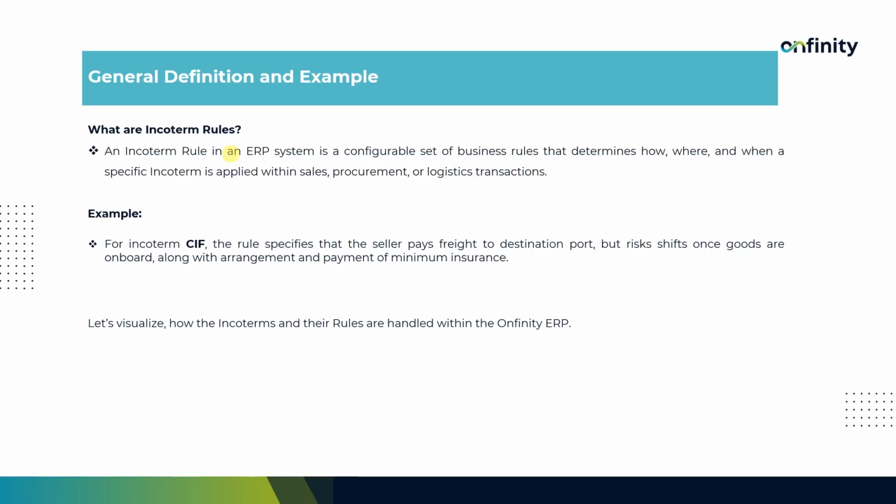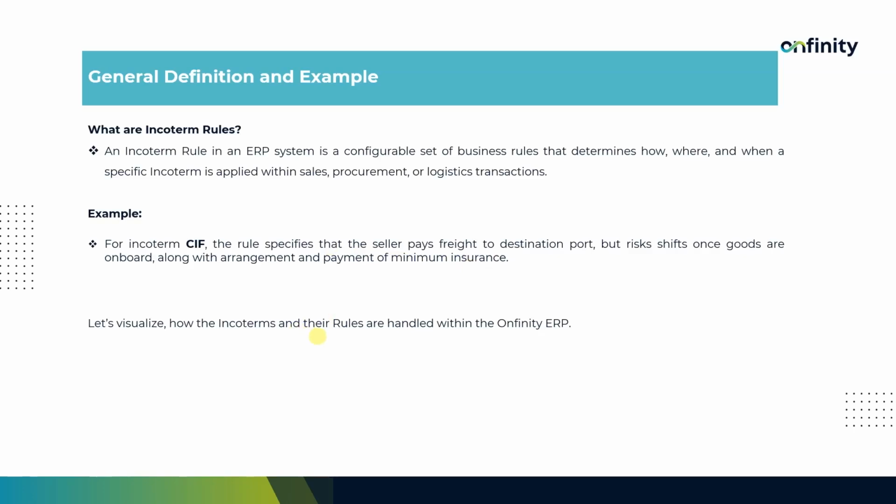or orders. The definition for an Incoterm rule in our ERP system on the Onfinity platform is a configurable set of business rules that determines how, where, and when a specific Incoterm is applied within sales, procurement, or logistic transactions. For example, with the Incoterm CIF, the rule linked to this term specifies that the seller pays the freight to the destination port. However, the risks shift to the buyer once the goods are on board. This rule also covers the arrangement and payment of minimum insurance for the goods.